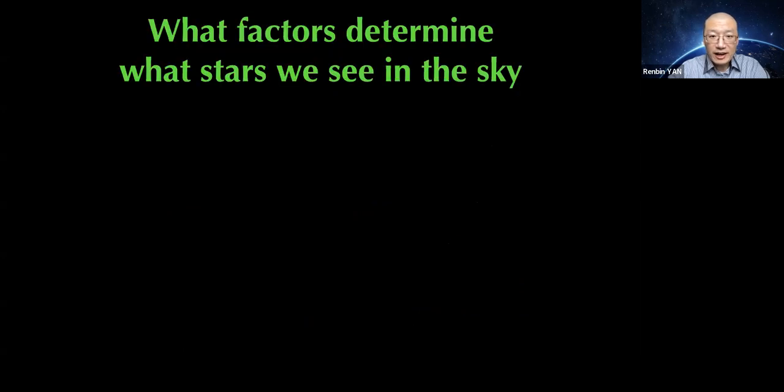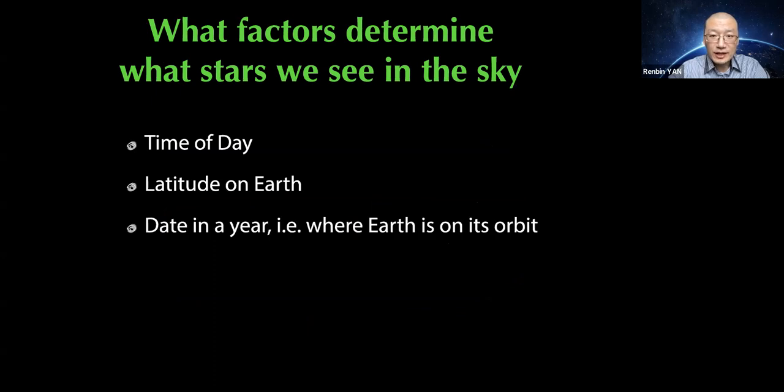So that is the third factor of what determines what stars we see in the sky, not during the day, of course. Time of the day changes it, latitude on Earth would affect what stars we see, and also the date in a year, while Earth is on its orbit, would change what stars we see. And there is actually a fourth factor. What other factor can affect this?